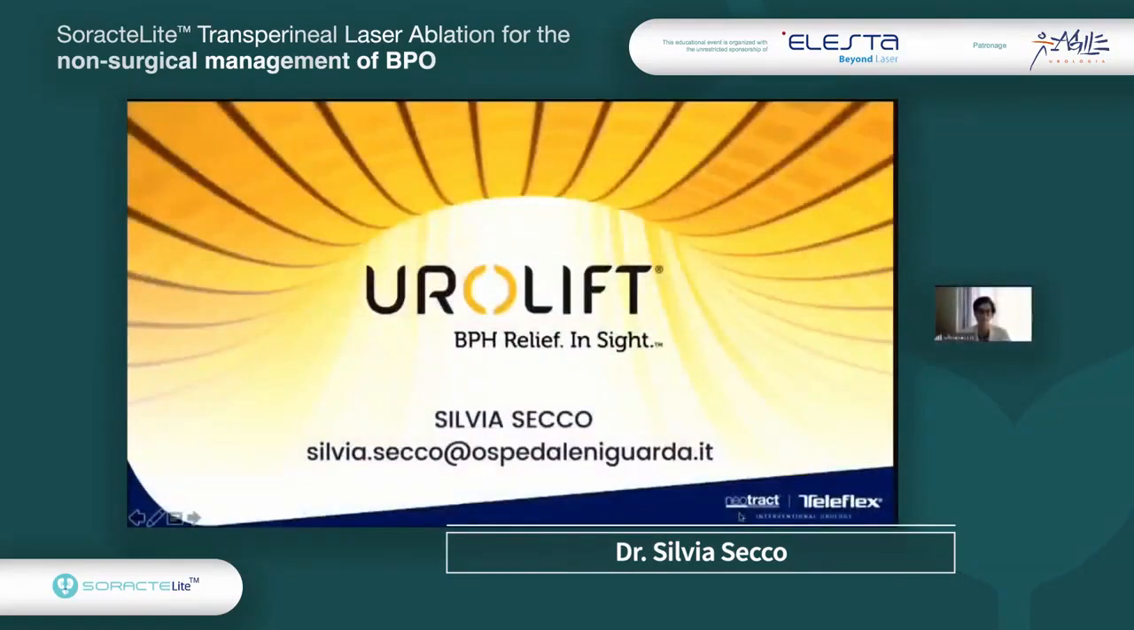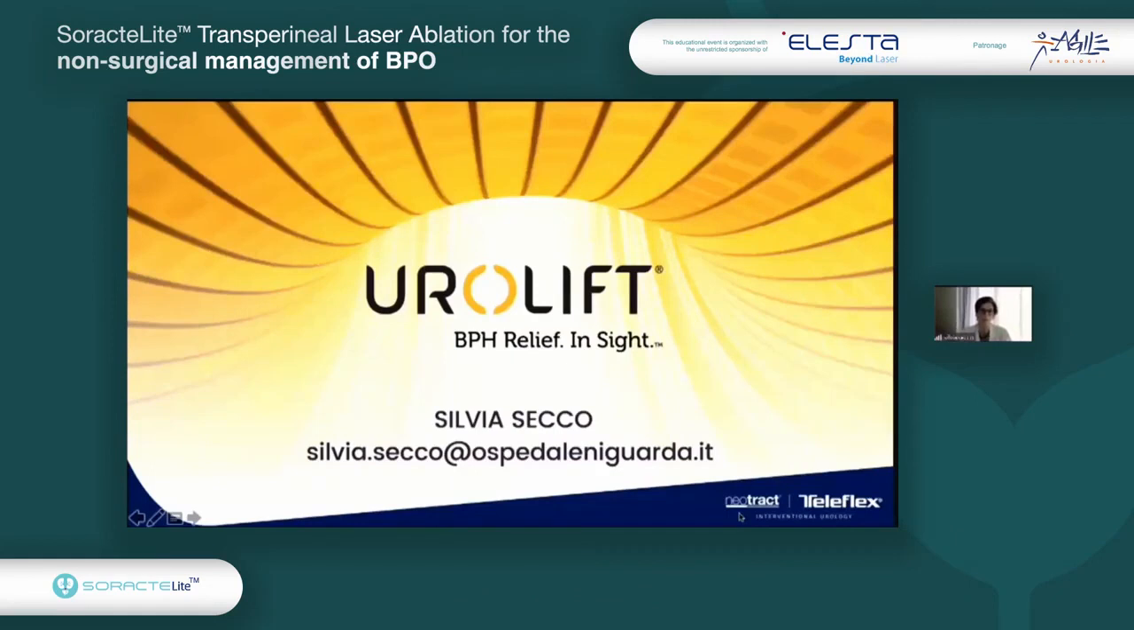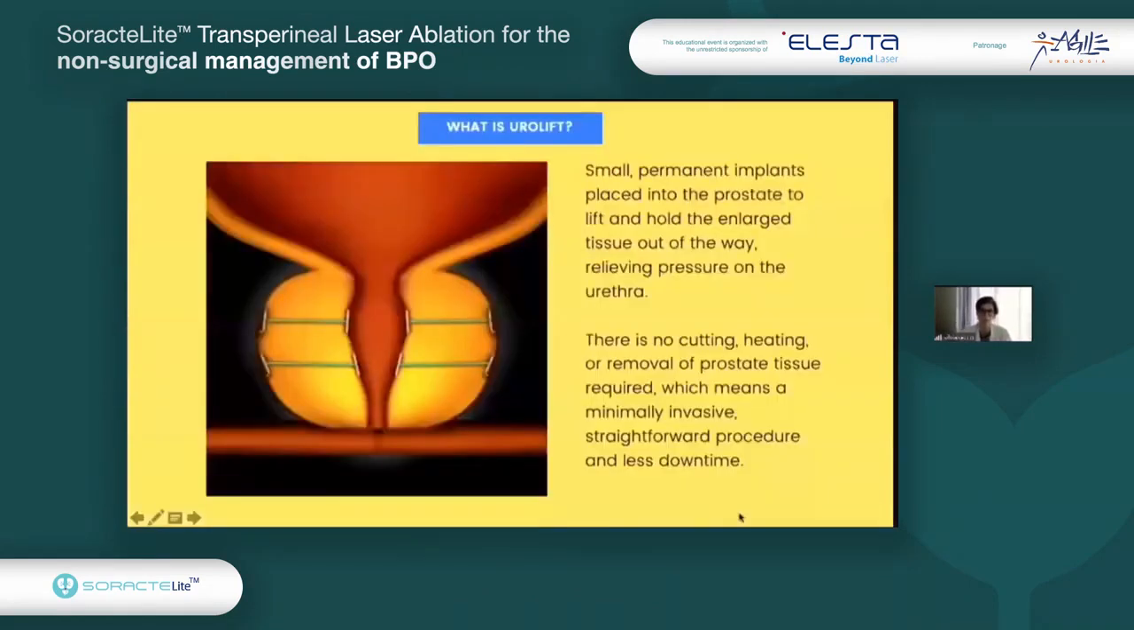And as you have actually said, Urolift is nowadays the only minimally invasive treatment that allows to maintain the ejaculation. But maybe you have heard the name Urolift, but many of us may not know what Urolift is, and I'm trying to explain. We should consider Urolift as a small permanent implant that is placed into the prostate. Its purpose is to lift and hold the enlarged tissue of the prostate. So we move out of the urethra the prostatic tissue that creates the obstruction. There's no cutting, no heating, and no tissue removal. So it can really be considered a real minimally invasive technique.